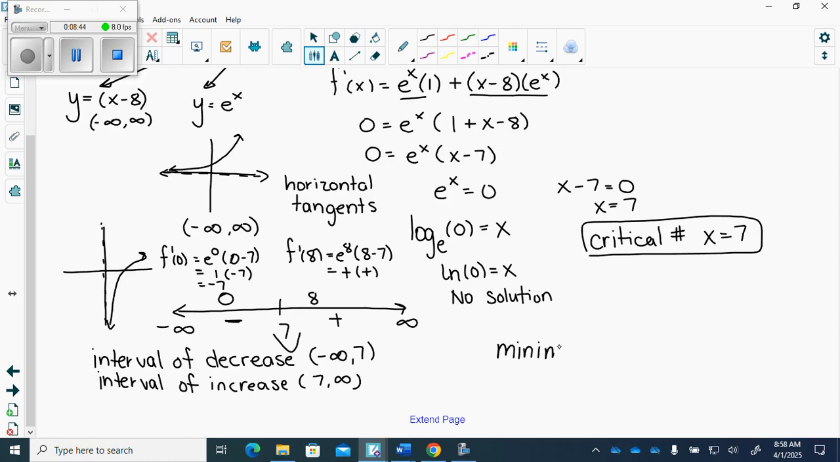Minimum of 7 and a what? How do I get the what? Plug it into the original. So I don't remember my original. It's f of 7. It was e to the 7 times 7 minus 8. So it's negative e to the 7. That's what they will write.